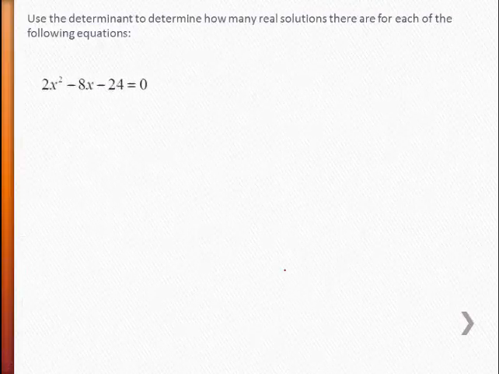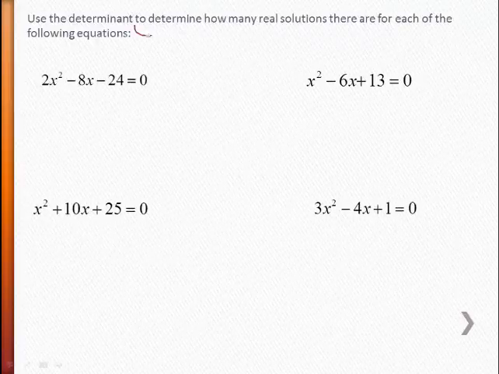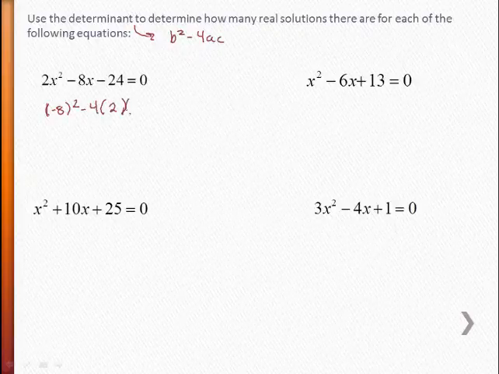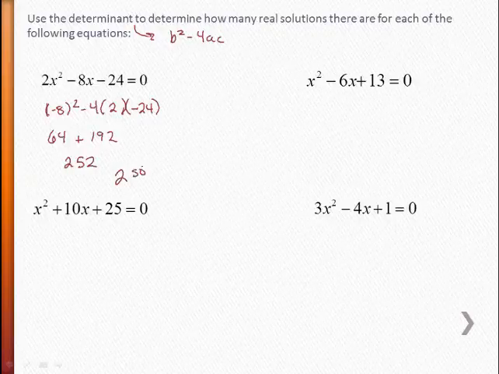Okay. So what we're going to do is we're going to look at some equations. And we're going to use the determinant. Again, remembering the determinant is b squared minus 4ac to determine how many solutions there are for each of these equations. So our b is -8. So I have -8 squared minus 4 times a, which is 2, times c, which is -24. And this is going to give us 64. And then I have 4 times 2 times 24. Negative times negative is a positive. So that's going to give me a positive 256. So there are going to be two solutions.